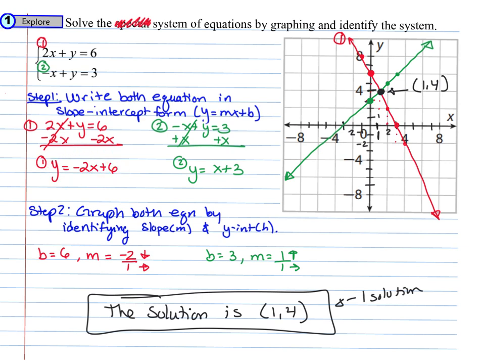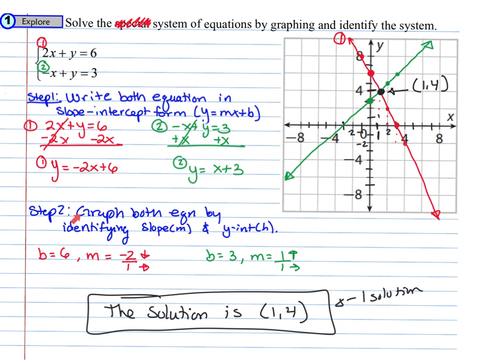We're going to do the same thing for equation 2 right here. That means equation 2 is negative x plus y equals 3. I'm going to solve for y, get that y by itself. So I'm going to add x to both sides. This x goes away, and my new equation is y equals x plus 3.